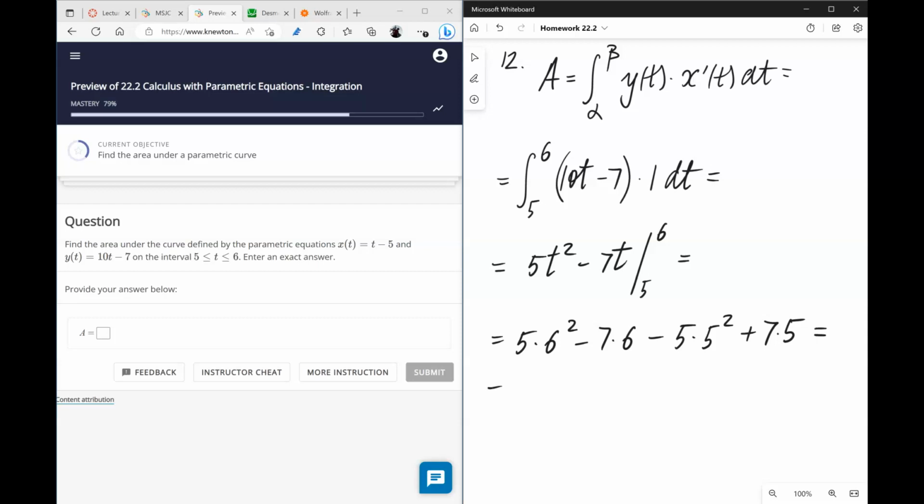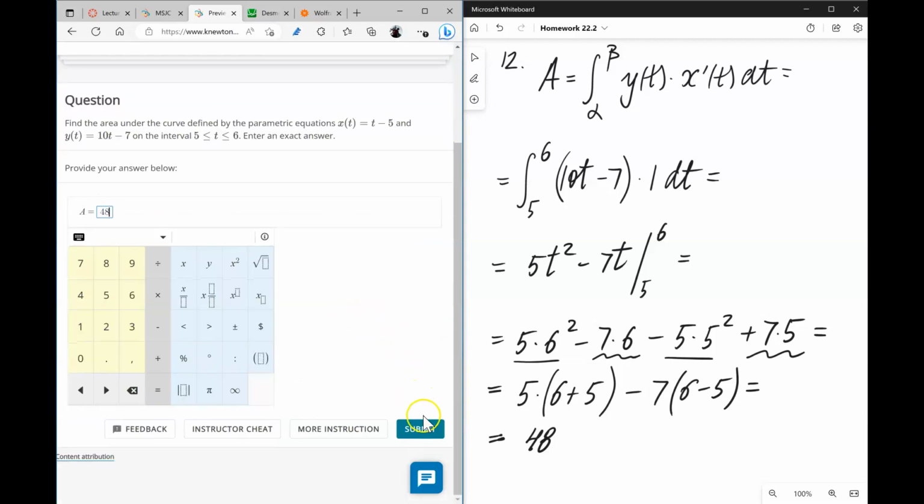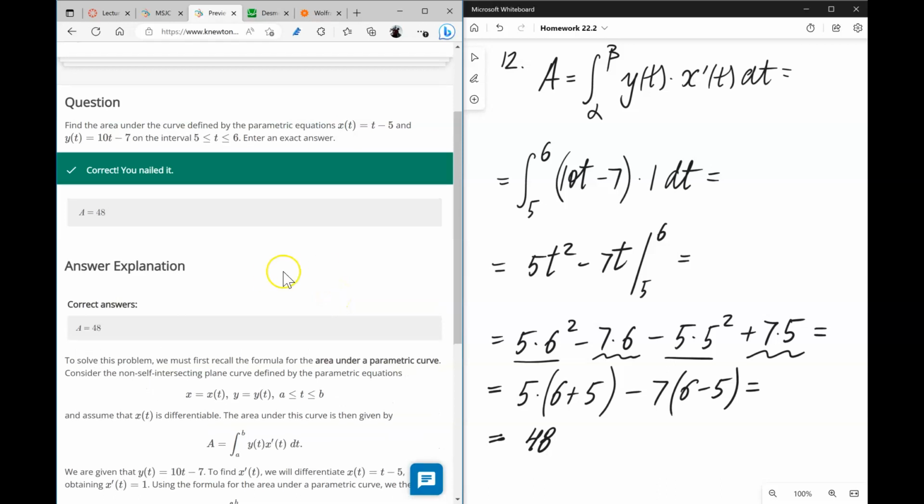I'm just going to do mental math because I don't have a calculator here. 5 times, I'm going to combine this and this. Take out 5 and we have 6 squared minus 5 squared. It's going to be 6 minus 5 times 6 plus 5. And now I'm going to combine these two. So it's going to be 7 times 6 minus 5. So the final answer is 55 minus 7, which is 48. Hopefully I didn't make a mistake. And let's move on.